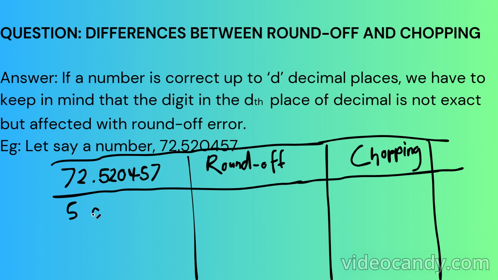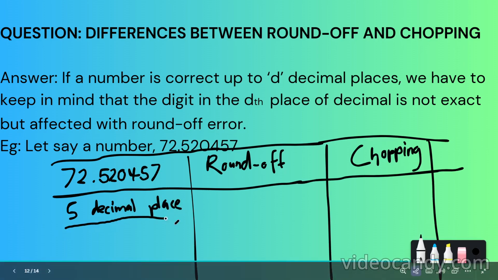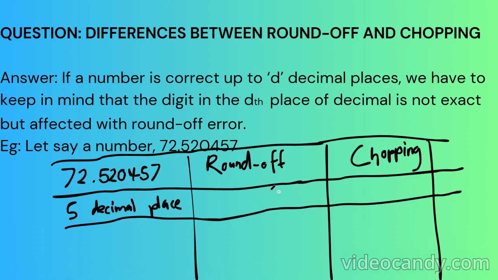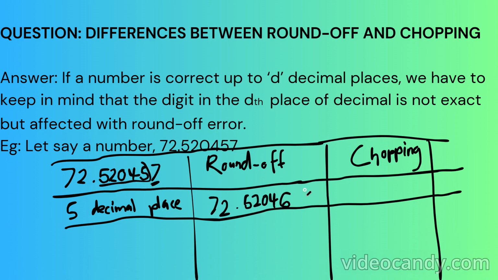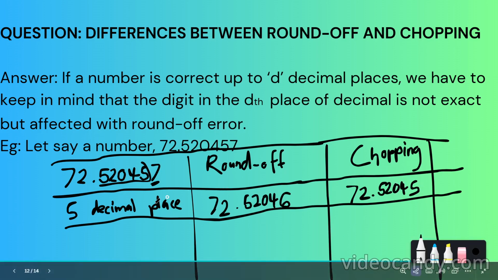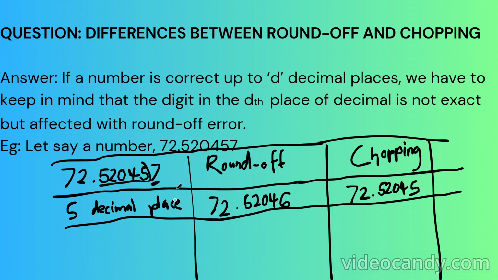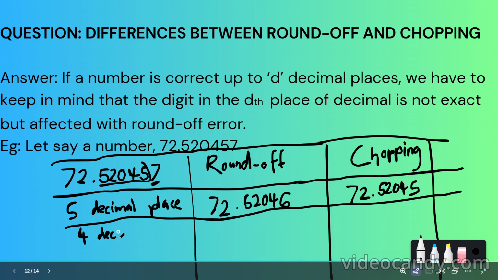Let's say for 5 decimal places. For round-off, the question asks for 5 decimal places, so for 72.520457 the answer is 72.52046, because the 7 is bigger than 5. For chopping, the answer is 72.52045. The question asks for 5 decimal places, so that's the answer.